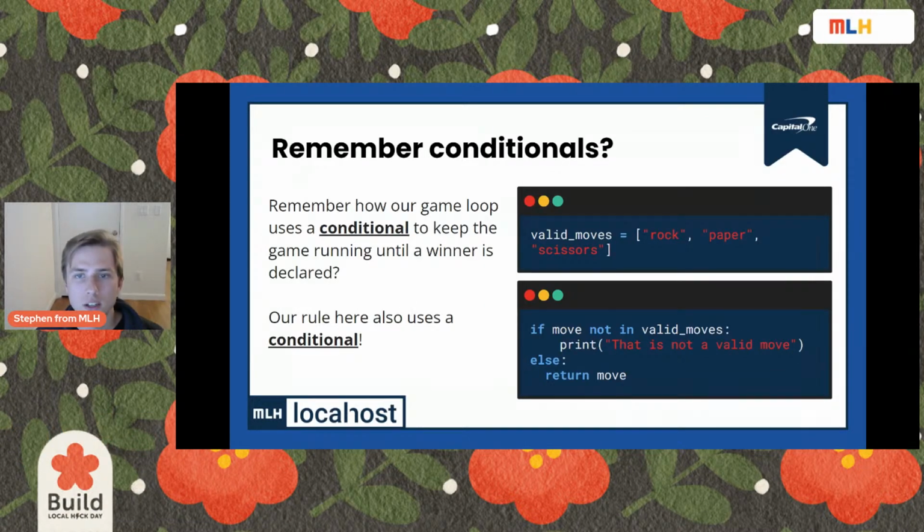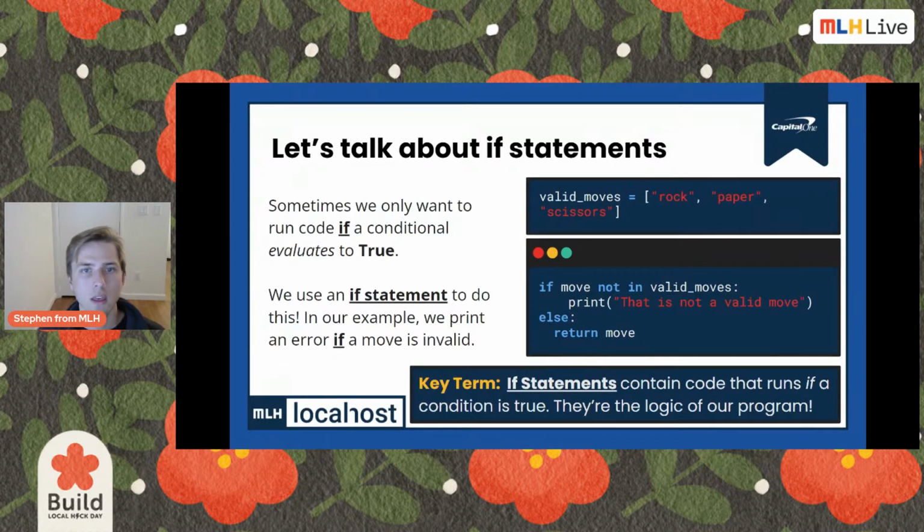So if you remember conditionals, they're going to tell us about this. If we talk about if statements a little bit more in detail, an if statement is telling us whether something is true or false. And so this if line here, starting with if, it tells us basically this condition. And if that is not true, in other words, if we do get a valid move, it'll return that move.